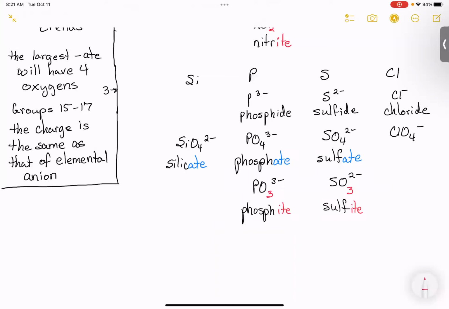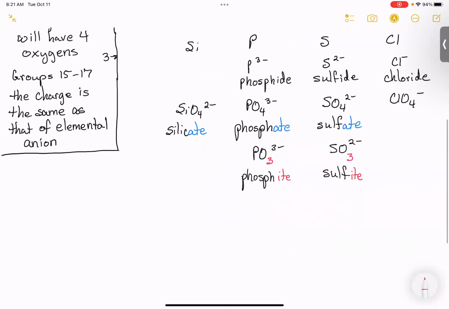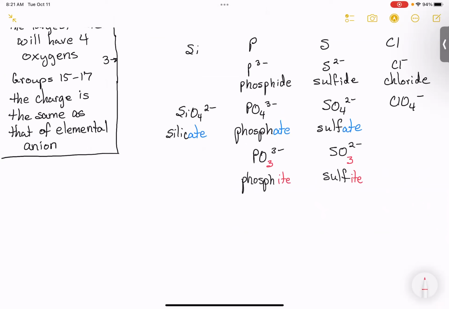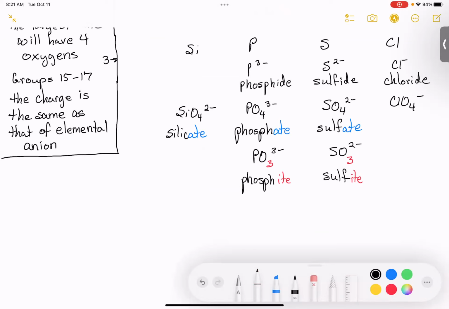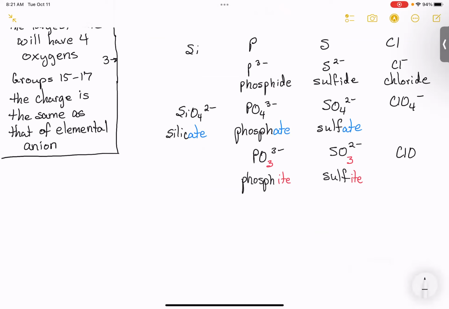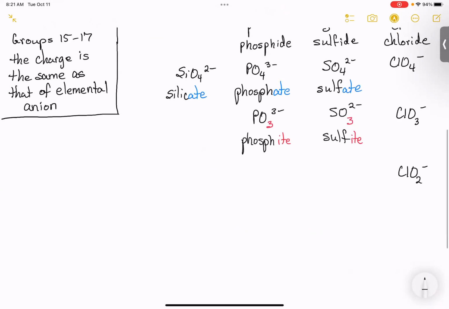Now, I said at the top of this that chlorine is in a family of 4. What a family of 4 means is that it can drop the number of oxygens 4 times.